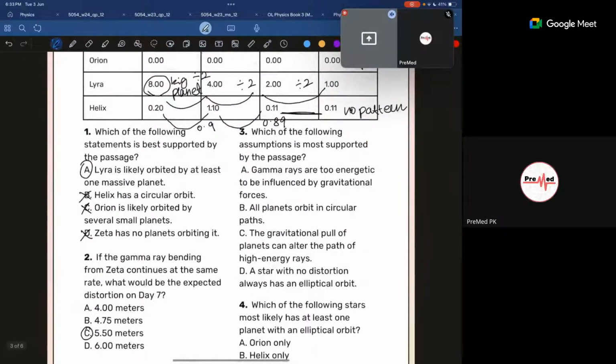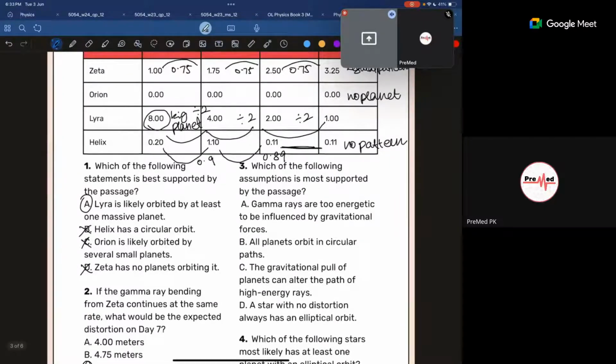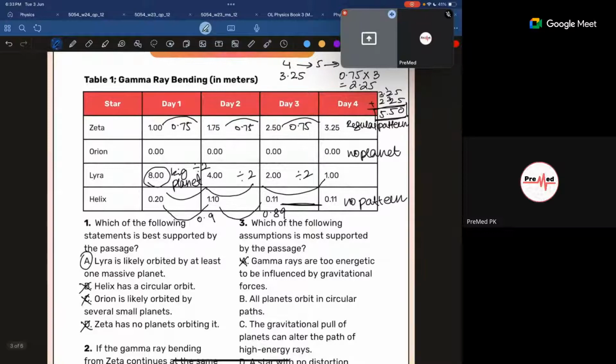Okay, so we'll move to question number 3 now. Which of the following assumptions is most supported by the passage? Part A is gamma rays are too energetic to be influenced by gravitational forces. This is absolutely wrong because the whole question is dependent upon gamma ray bending because of gravitational forces. If gamma rays were not bending because of gravitational forces, we wouldn't have gotten any of the values that we can see in the table.